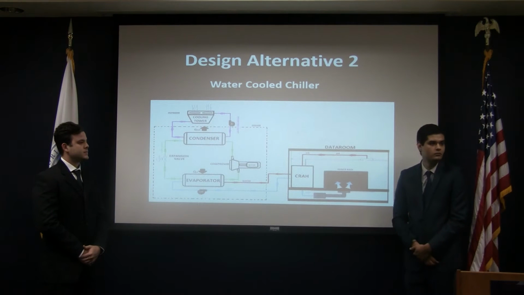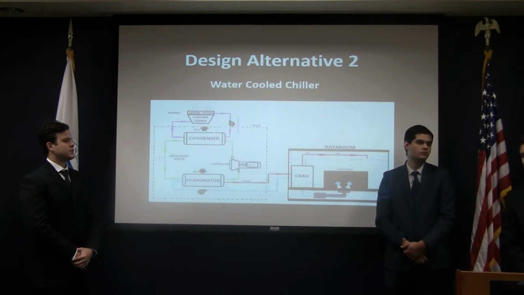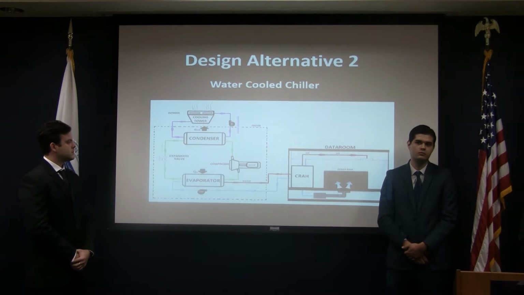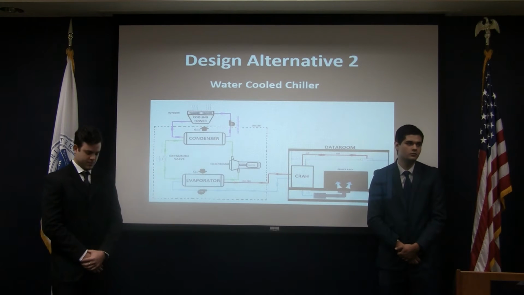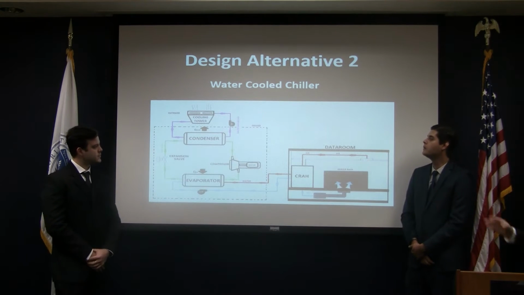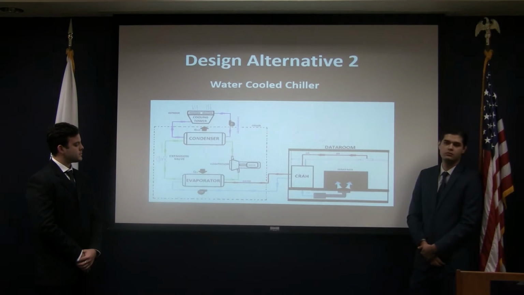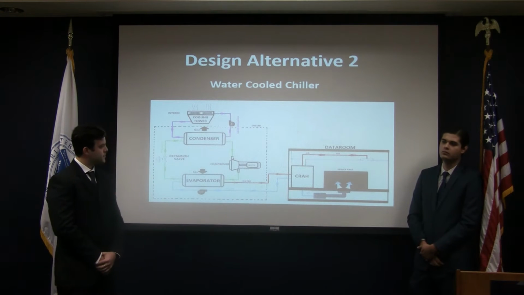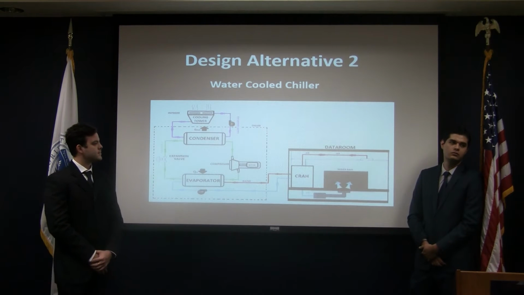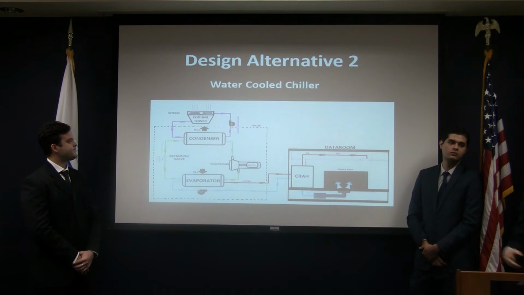For our second alternative design, we have a water-cooled chiller. This is the most expensive design. As we can see in the diagram, this design has 3 different sections: the chiller, which is composed of the refrigerant cycle; the CRAC unit, which is going to be inside the data room to be cooled; and an outdoor section, which is the cooling tower.